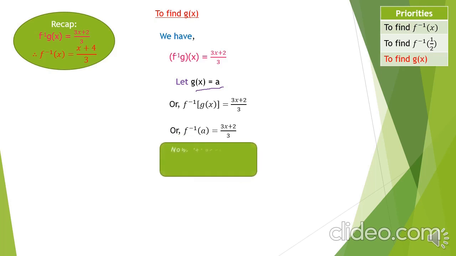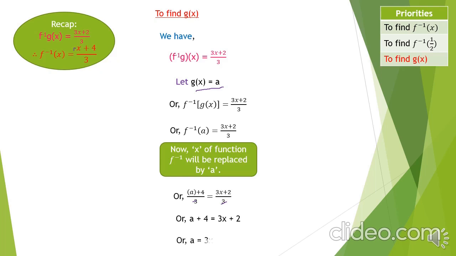Now a will replace all x of the function f inverse. Now x of function f inverse will be replaced by a. Now it will be 3a plus 2. Oh, it will be a plus 4. We have to replace here, right here. Okay, sorry. A plus 4 by 3. Now 3 and 3 are cancelled, so we don't have to do cross multiplication. And we have to find the value of a. A is equal to 3x plus 2 minus 4, which is a is equal to 3x minus 2, that is gx. So easily we found.